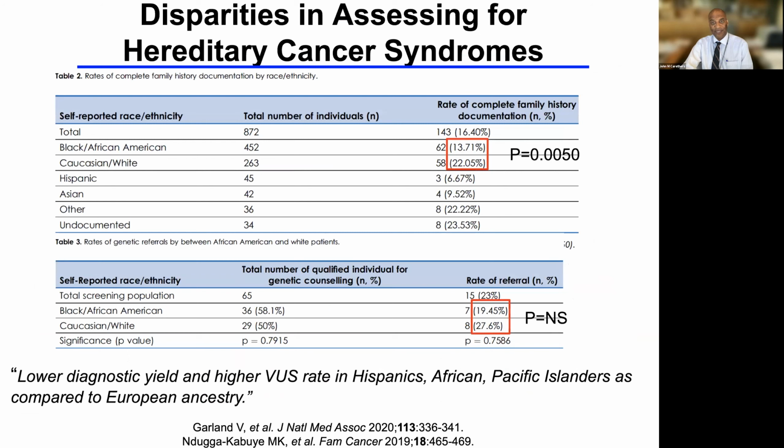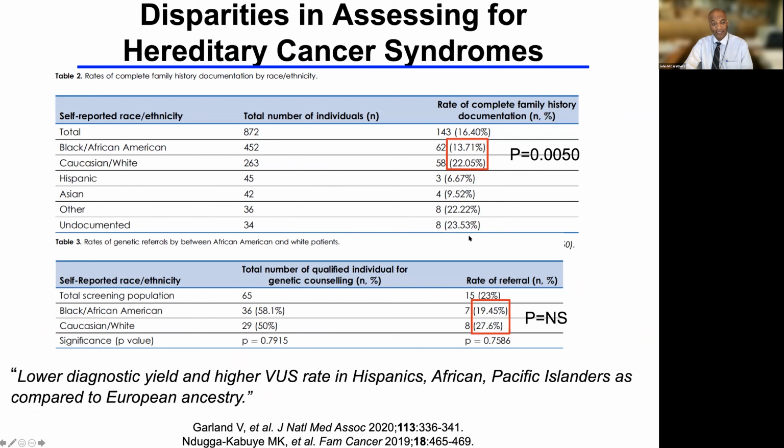Are there disparities in assessing for testing in hereditary colon cancer syndromes? There's some data out there, and this is from two papers recently published. One is looking at the rates of complete family history. So if you were Black, just under 14% had a complete family history compared to whites, where 22% had a complete family history in the medical record, and that was significantly different.